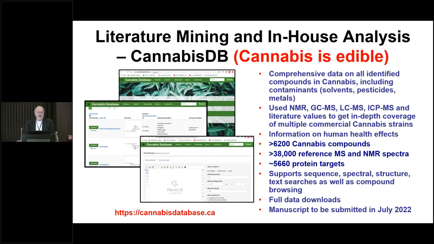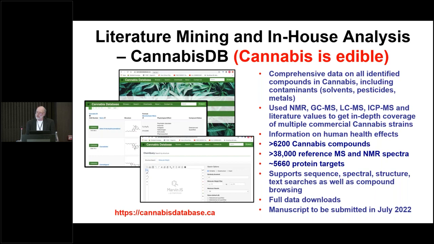I'm from Canada. Canada has legalized cannabis. I guess a few other countries are starting to do that. And we were asked to build a resource to cover what is found in cannabis. And again, this has involved both literature mining and in-house analysis with the techniques and kits that I highlighted. So cannabis is complex. There are more than 6,200 compounds that we've been able to annotate.